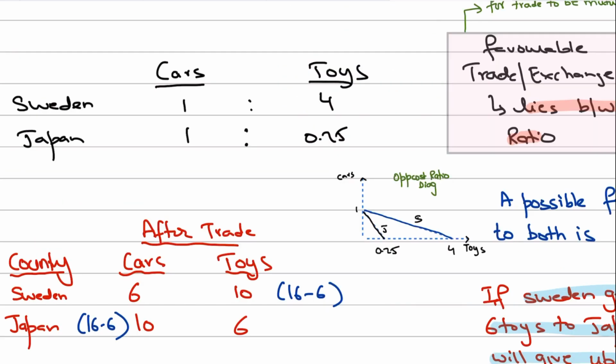Now guys, let's see what is going to happen if a country does not choose an exchange ratio that is between the opportunity cost ratios.